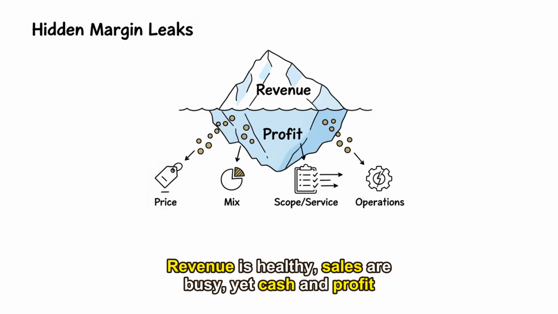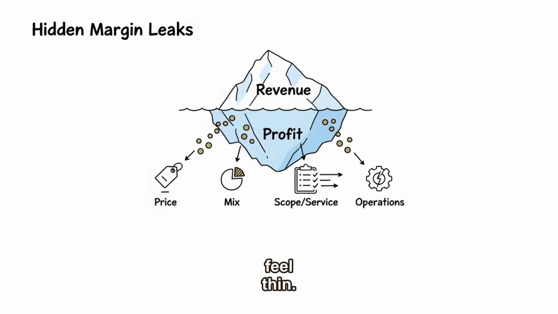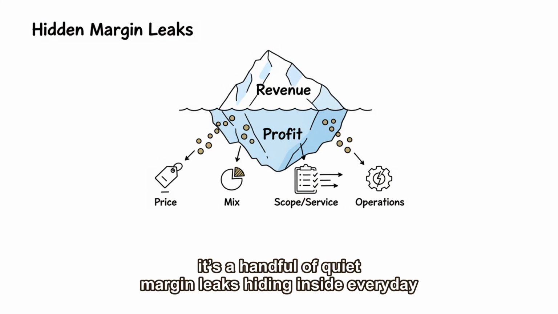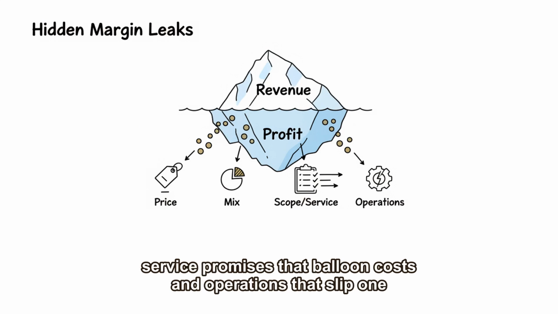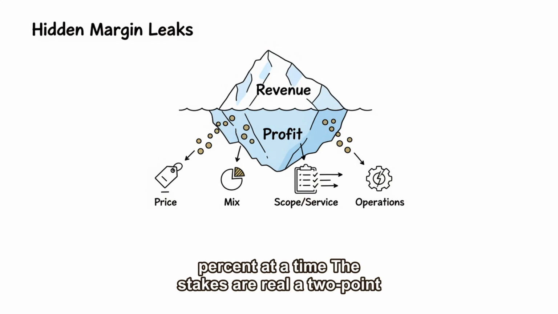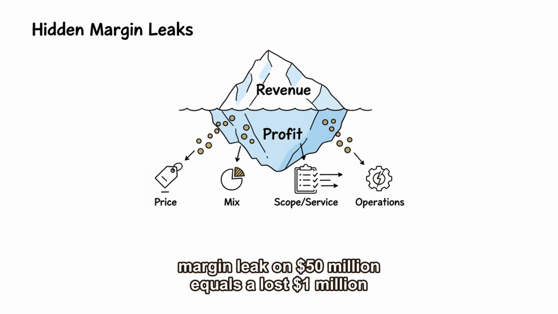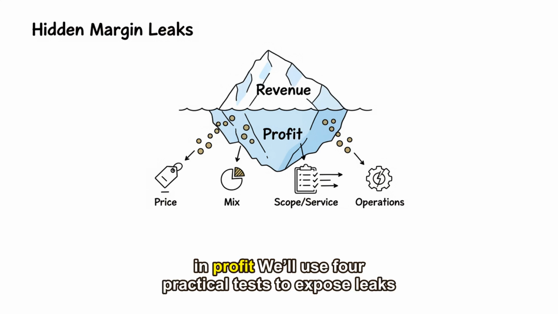Revenue is healthy, sales are busy, yet cash and profit feel thin. That gap is rarely one big mistake, it's a handful of quiet margin leaks hiding inside everyday decisions: discounts that creep, products that sell but don't earn, service promises that balloon costs, and operations that slip 1% at a time. The stakes are real. A 2-point margin leak on $50 million equals a lost $1 million in profit.